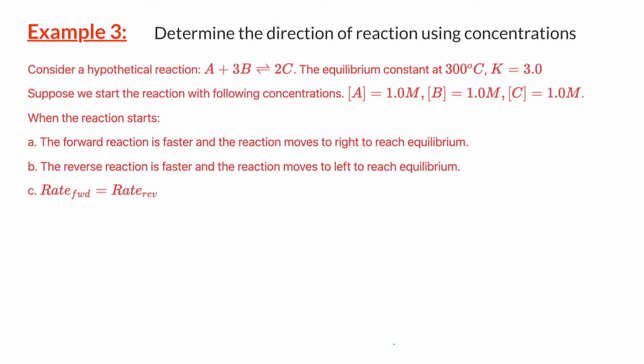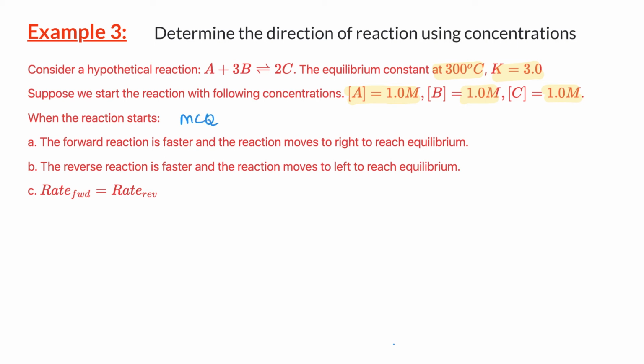Example 3. Consider a hypothetical reaction A plus 3B gives 2C. The equilibrium constant for this reaction at 300 degrees Celsius is 3.0. Suppose we start the reaction with the following concentrations: concentration of A is 1 molar, concentration of B is 1 molar, and C also 1 molar. When the reaction starts, we need to pick one of the options.